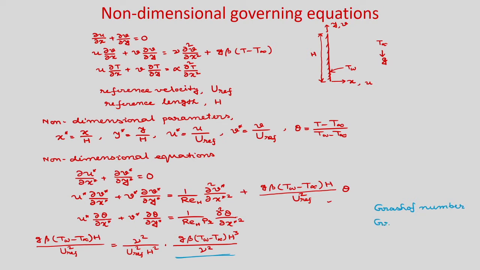The Grashof number is the ratio of buoyancy force to viscous force, because in the numerator you can see this is coming from the buoyancy force, and in the denominator nu is there, so it is coming from the viscous force. So, the Grashof number is the ratio of buoyancy force to the viscous force, and it is written in this form: g beta (T w minus T infinity) h cube by nu square. So, this is the Grashof number based on h.